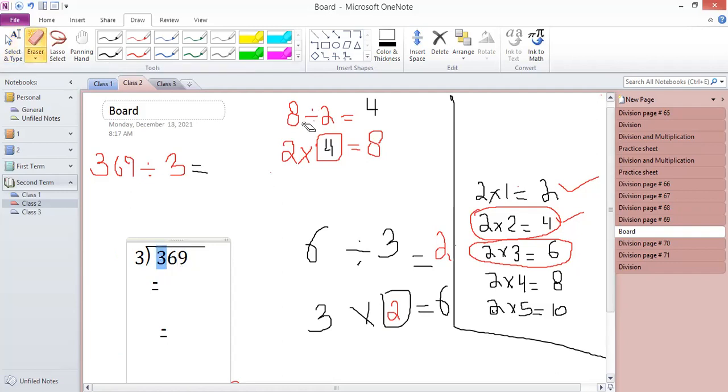So this is 3 by 3. 3 multiplied by what will give you 3? This is very easy. 3 multiplied by 1 will give you 3. 3 1s are 3. So 3 divided by 3 is equal to 1. So you will write here 1.